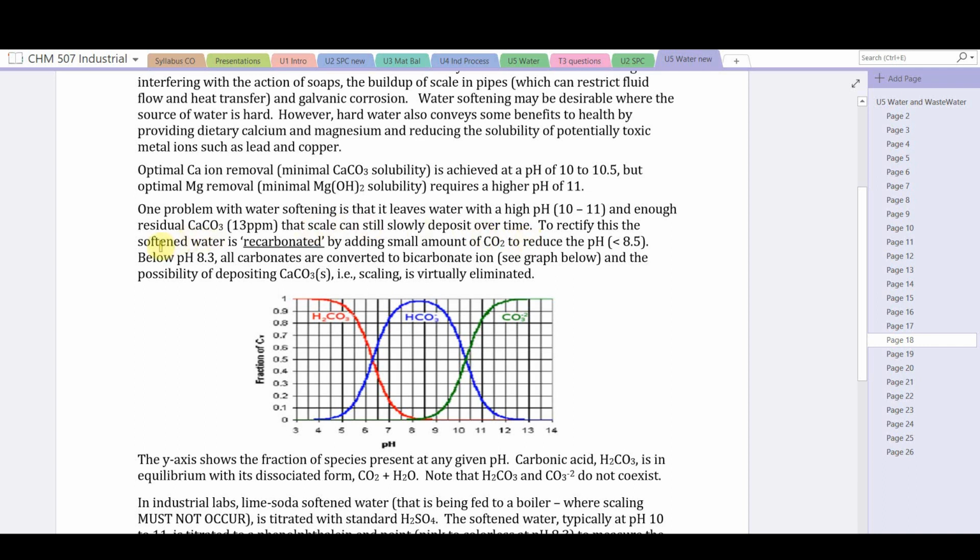So to rectify this, softened water is recarbonated by adding a small amount of CO2 to reduce the pH to a little less than 8.5 or 8.3. See, below 8.3, all carbonates are converted to bicarbonate ion, and the possibility of depositing calcium carbonate is virtually eliminated. If there's no carbonate left, you're not going to precipitate calcium carbonate. Take a look at this graph. So the y-axis shows the fraction of species present versus the pH on the x-axis.